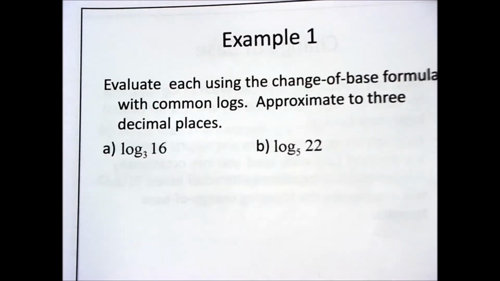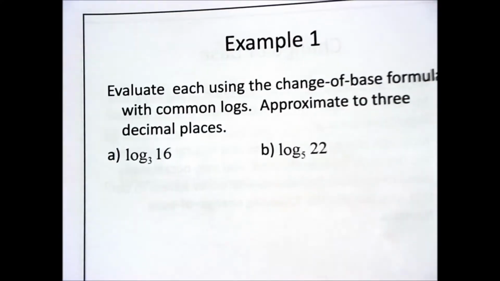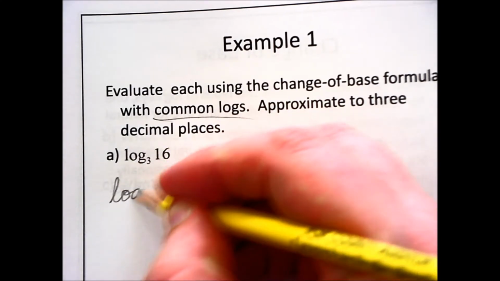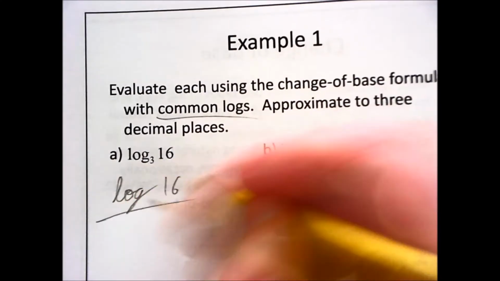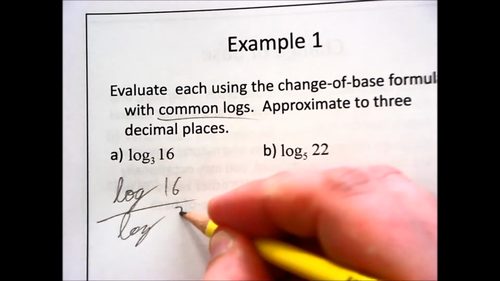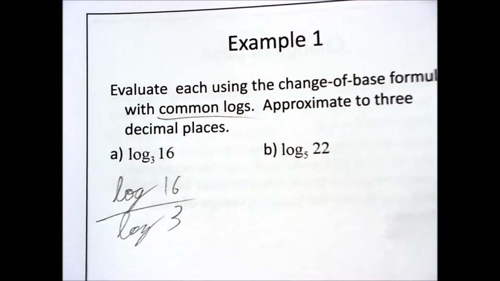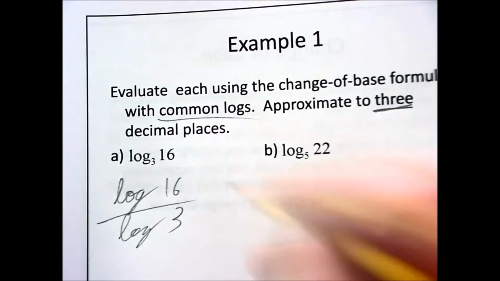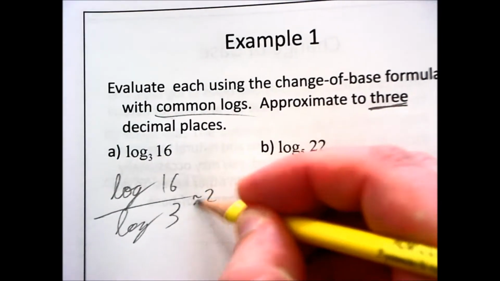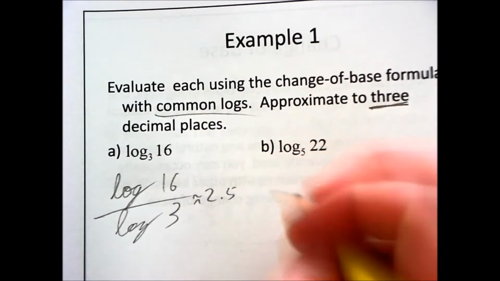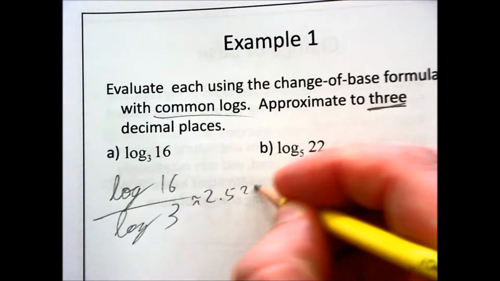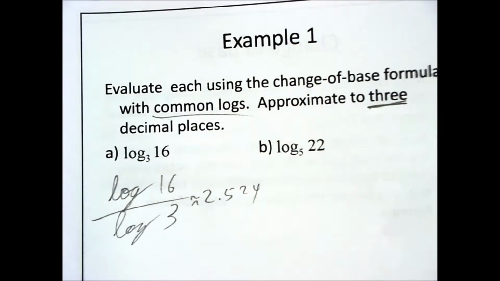Okay? So if I have log base 3 of 16 and log base 5 of 22, well, if I want to do this with common logs, I'm literally just going to take log of 16 divided by log 3. Go ahead and do that. What do you get? 2.52. Close. 2 point what? 2.524. Yep. Ask for 3 decimal places for 2.524.